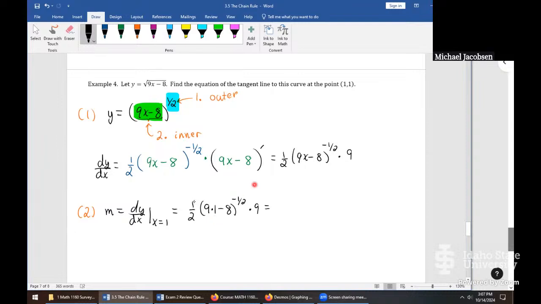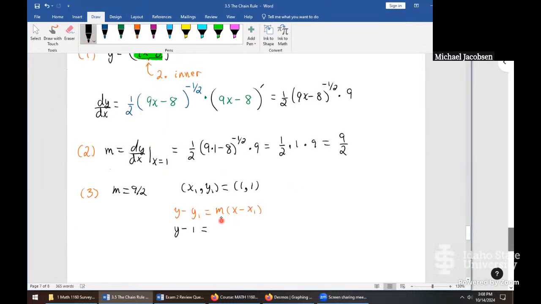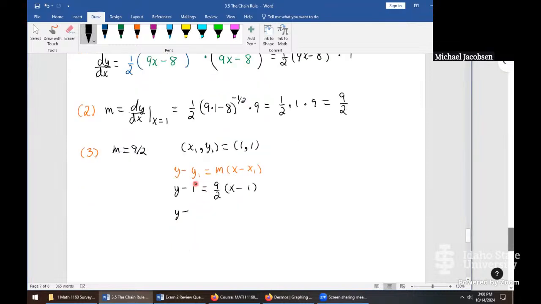The last step is just putting it all together. Scroll down a bit better. Right, this one right here. This slope m, y minus 1 on the left equals m times x minus 1 on the right. So we have y minus 1 here equals 9/2, now 9/2 x minus 9/2. We'll get y equals 9/2 x minus 7.